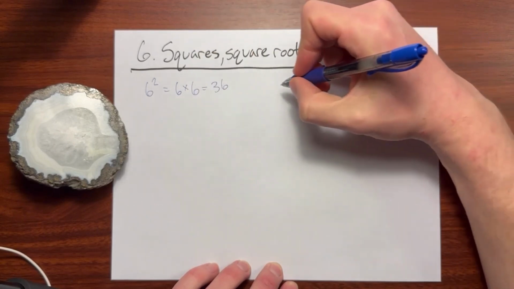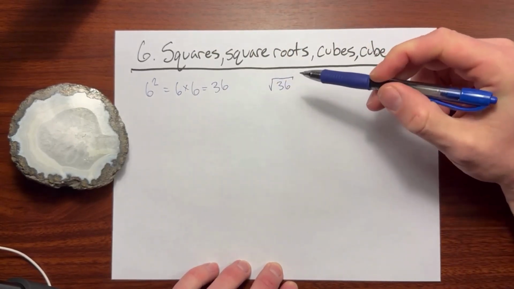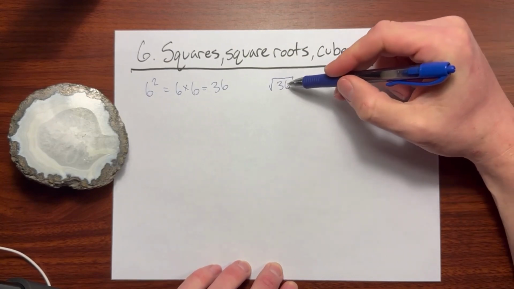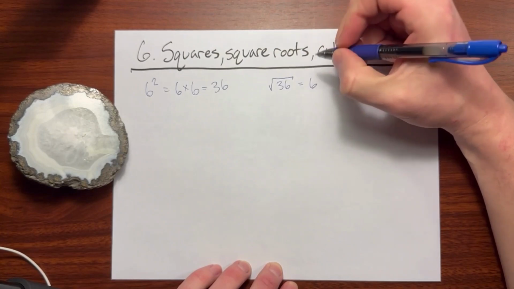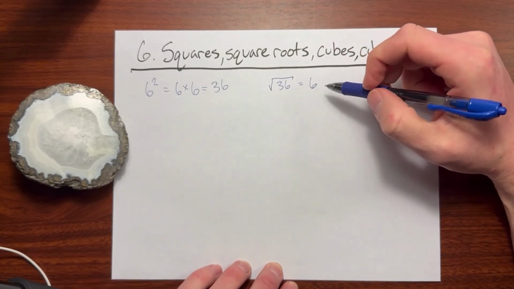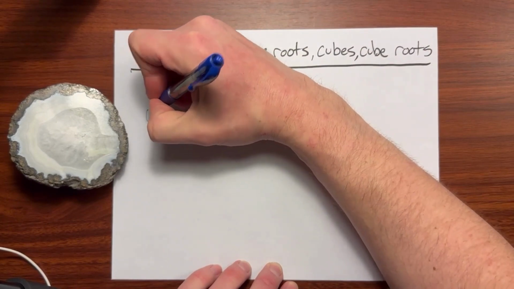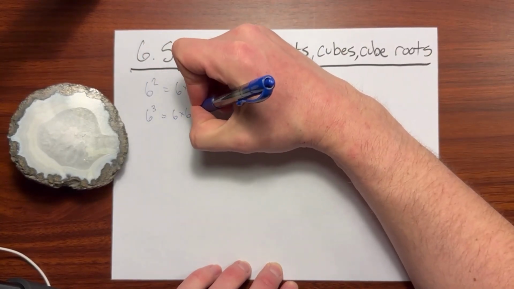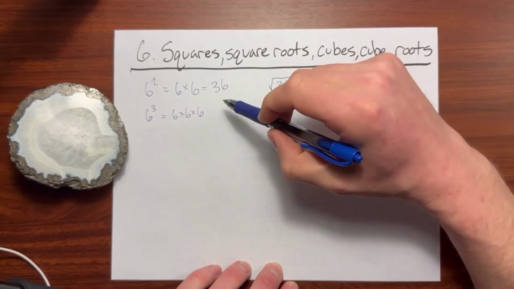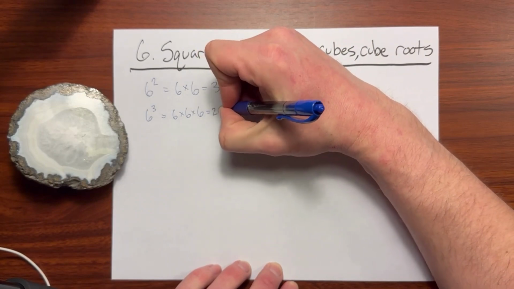And then respectively, the square root of 36 is going to be what multiplied by itself equals 36. And so we're just working backwards here. So the square root of 36 is going to be 6. Now the cube is similar except to the power of 3, meaning that we'll do 6 times 6 times 6. So in other words, 36 times 6, which is 216?